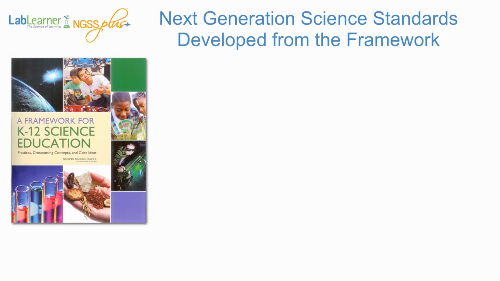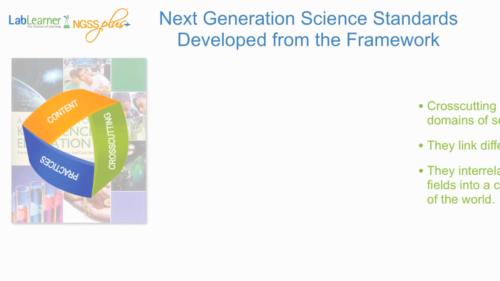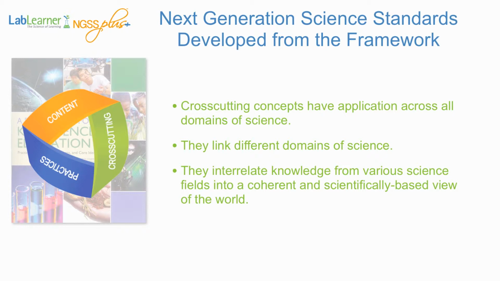The Next Generation Science Standards were developed directly from the K-12 science framework, and they consist of three important parts: cross-cutting concepts, scientific content, and practices of science. The first part is the cross-cutting concepts. We've just seen examples of these in the previous slide. Cross-cutting concepts have application across all domains of science.